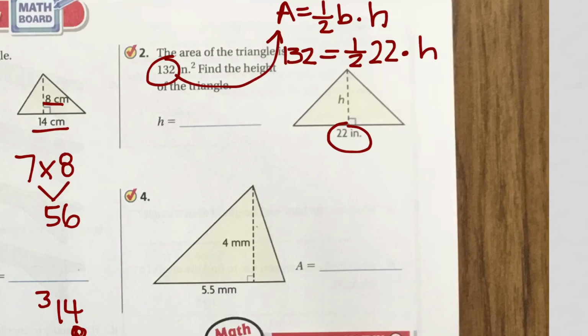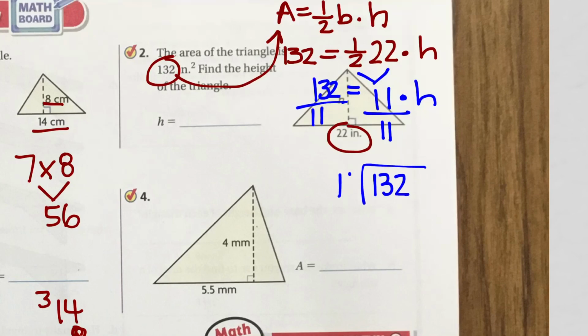Okay, first thing I'm going to do is half of 22, which is what? 11. And I'm going to bring everything down. So 132 equals 11 times h. How do I get h by itself? Divide by 11. So 132 divided by 11. 11 can go into 13 how many times? 1. Then I get 22, and 11 can go into 22 how many times? 2. So 12. So my height equals 12 what? Inches. Is it inches squared? No. Why? Because it's not the area. You guys are fantastic.